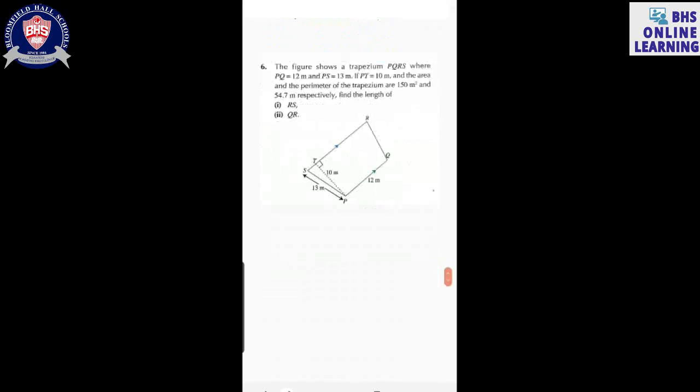Now question number 6. A trapezium is given, PQRS is the trapezium, and the measurements are given. I can easily identify the pair of parallel lines. These lines are parallel to each other. So this is the first parallel side, this is the second parallel side, and I can see 10 meter is a perpendicular distance. It makes a 90-degree angle. So obviously 10 meter would be the height of the trapezium.